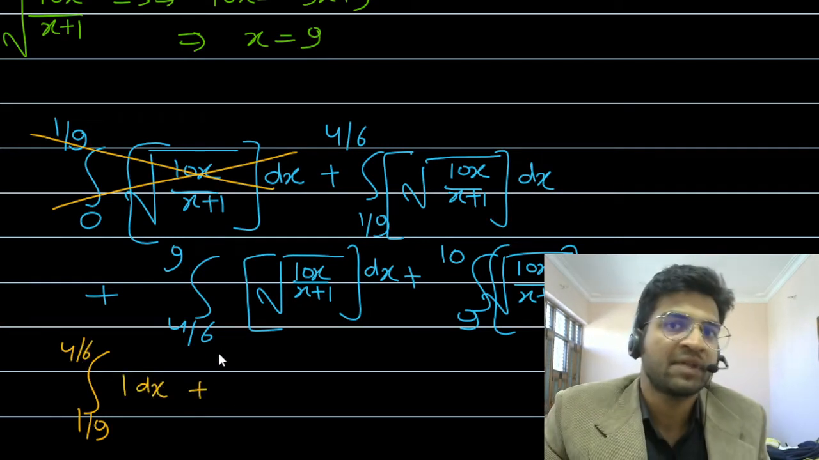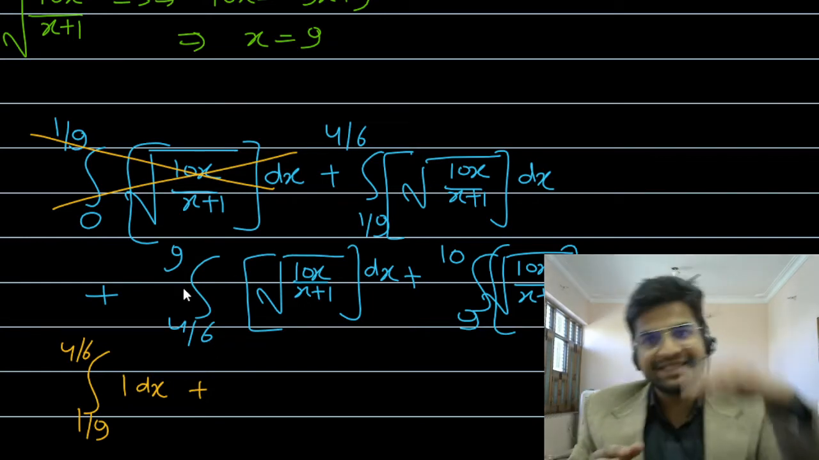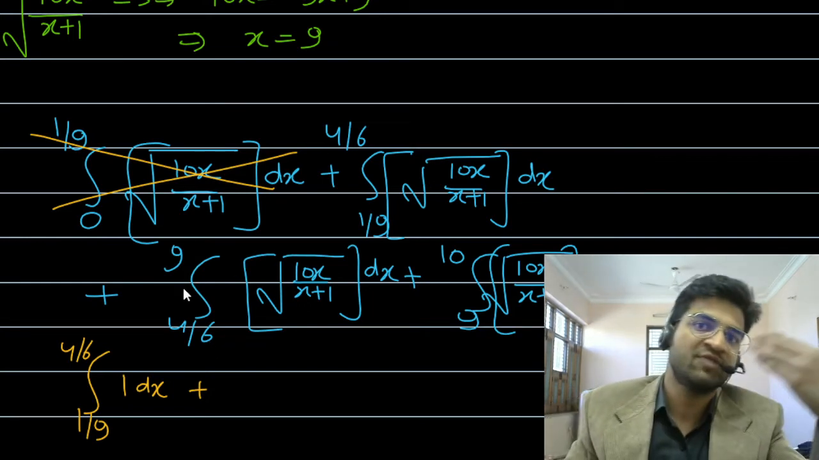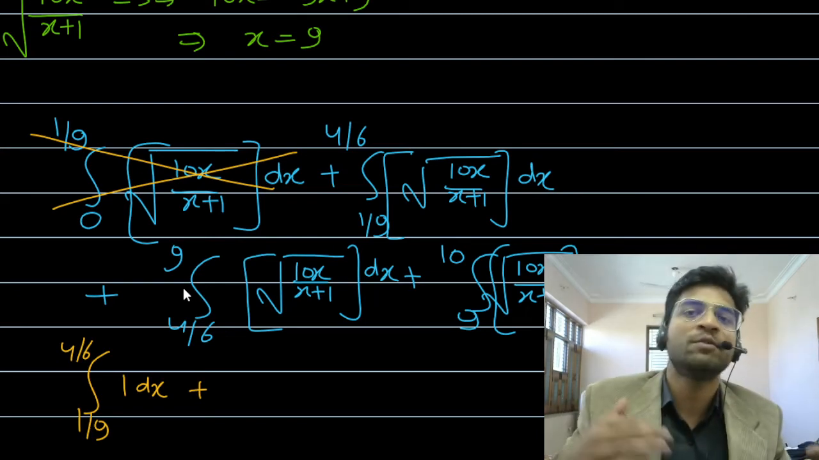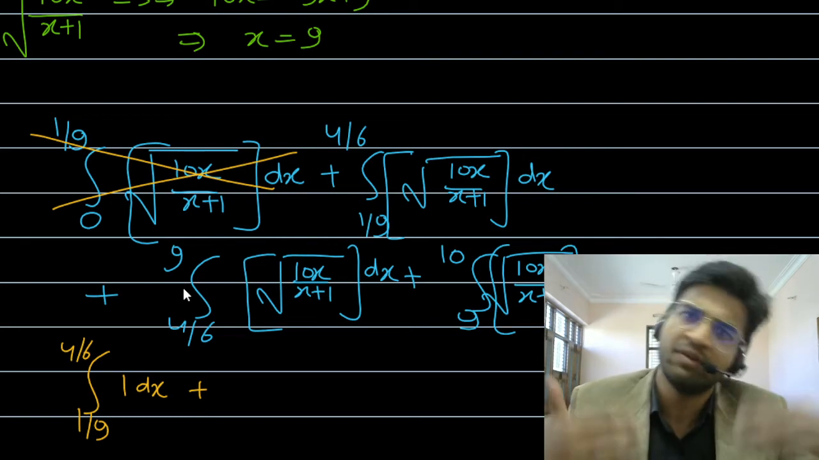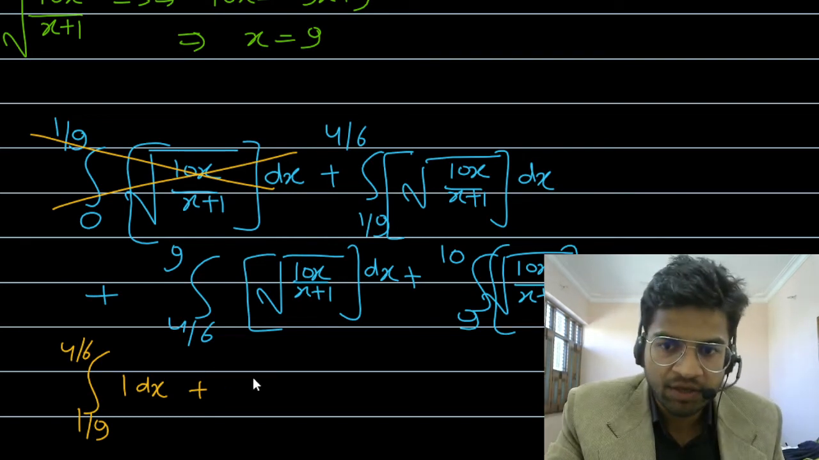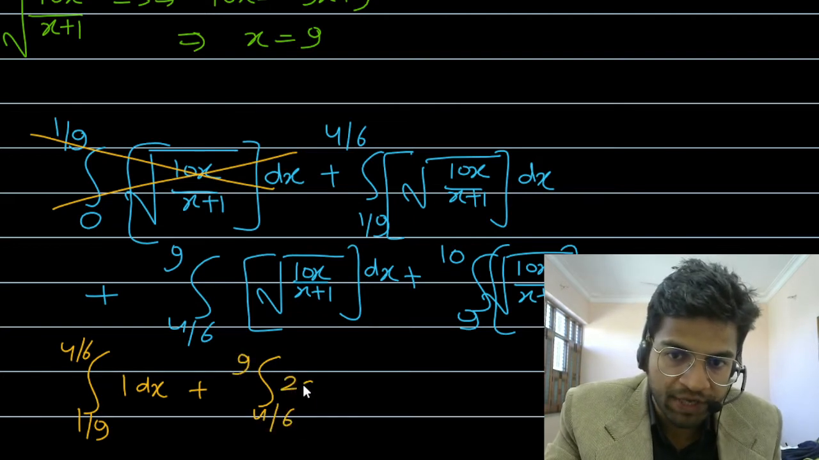For the third expression, we can see that for x equal to 9, root of 10x by (x plus 1) is equal to 3. But for any value less than 9 and greater than 4 by 6, it will be equal to 2, because the greatest integer of any value less than 3 but greater than 2 will be 2. So this is the integral from 4 by 6 to 9 of 2 dx.